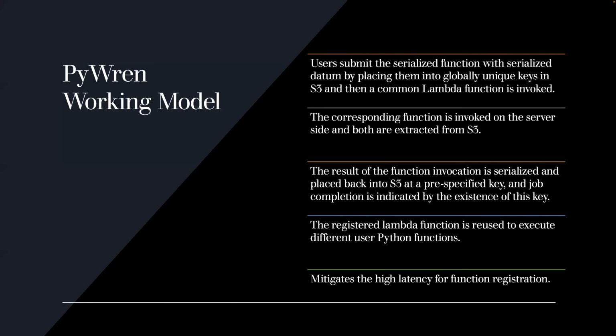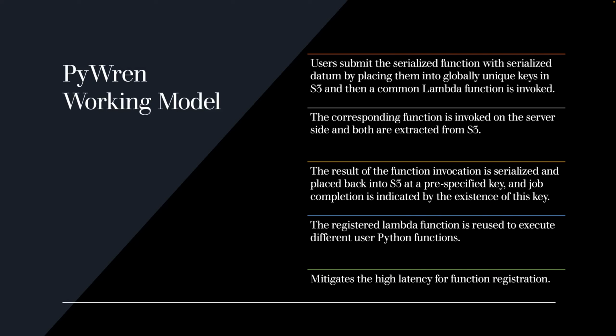Next is the working model. PyWren submits the serialized function along with the serialized datum. This is done by placing them under globally unique keys in S3, and a common Lambda function is invoked. On the server side, PyWren invokes the relevant function with the relevant datum. Both are extracted from S3. And finally, the result of the function invocation is serialized, and then placed back into S3 at a pre-specified key. So the job completion is indicated by the existence of the key. This is how it works.